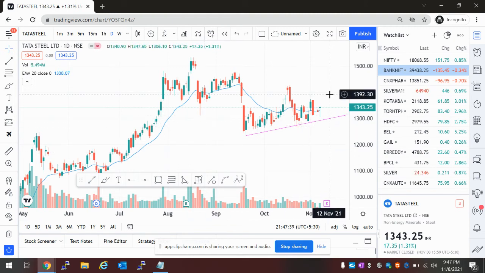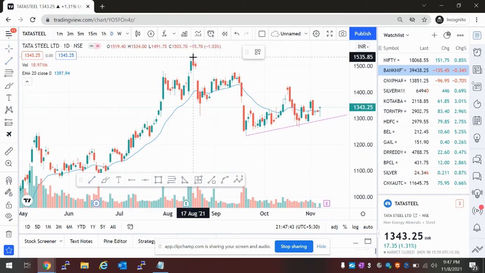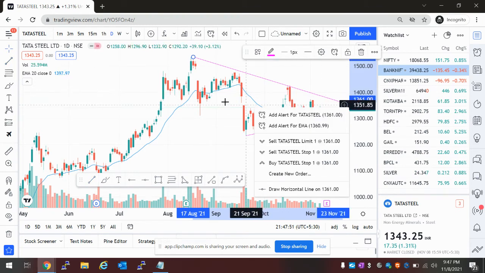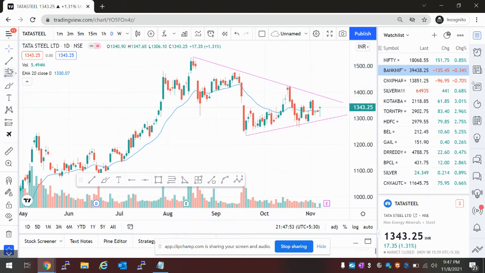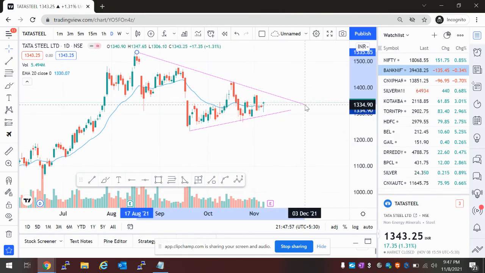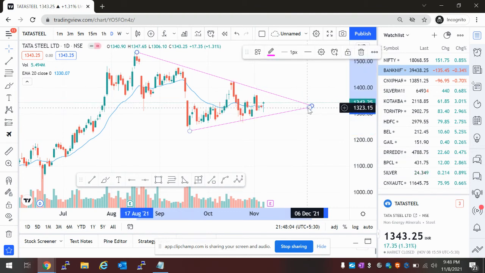Okay, I will show you one thing. This trend line, and another trend line from this side, Tata Steel needs to go this way. See, again, I guess some couple of days of consolidation, it will not move much, and this triangle will complete and it will break out or break down.